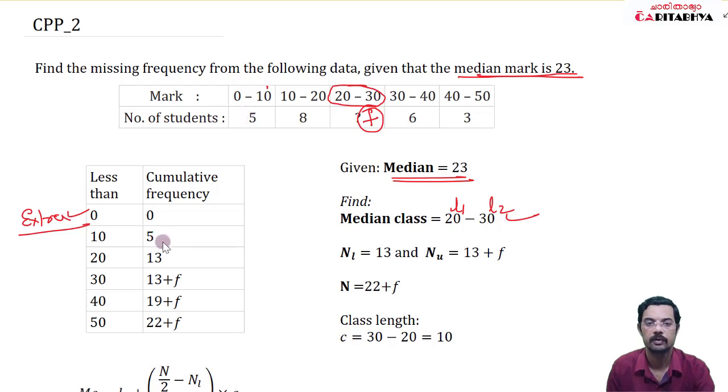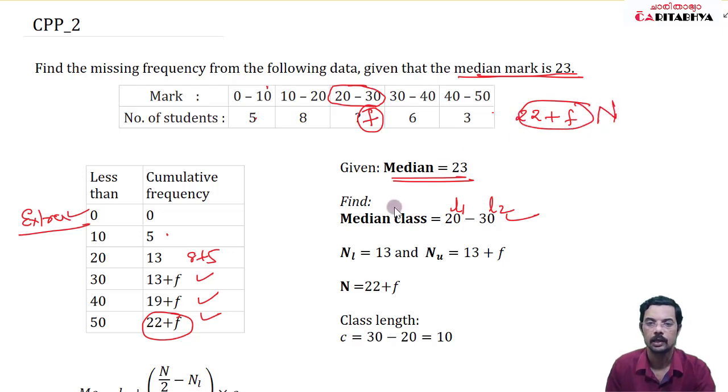The first one is 5. For 5 observations below 10, 8 plus 5 observations below 20, 8 plus 5 is 13. Then when you add f, it becomes 13 plus f, then you add 6, you get 19 plus f, and then you add 3, you get 22 plus f. This is the total number of observations. When you add all these values, you get 22 plus f. This is the n. So n is 22 plus f.